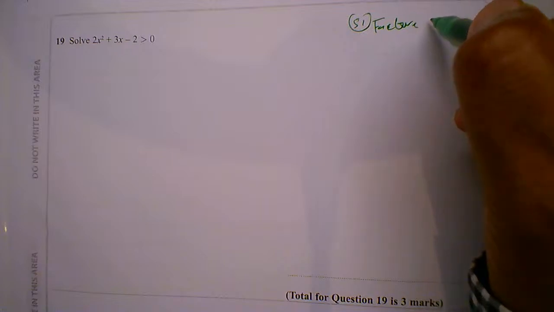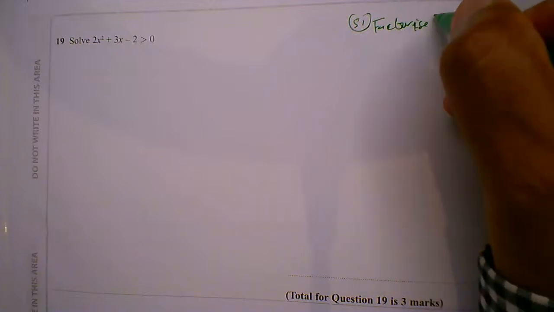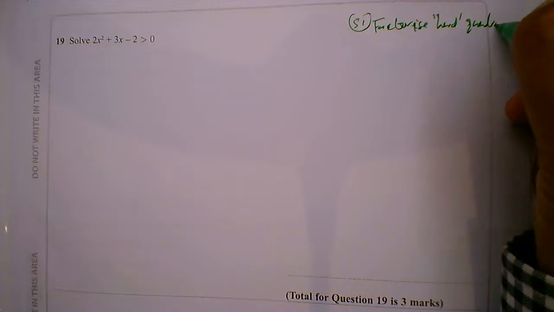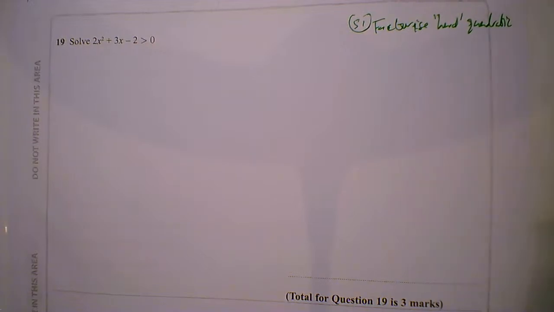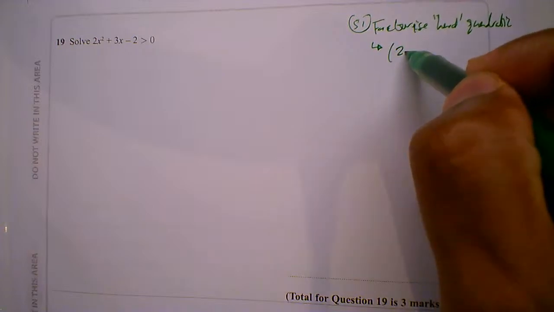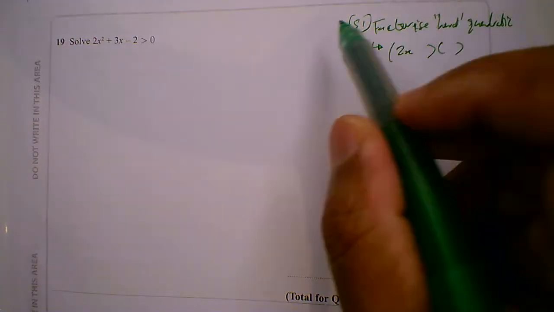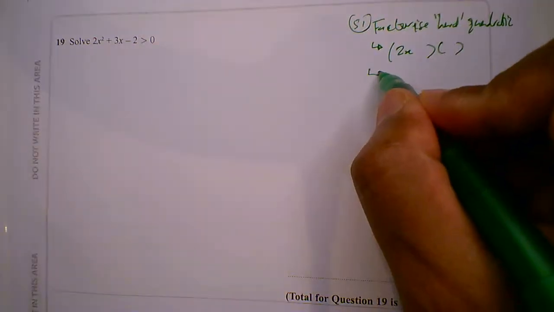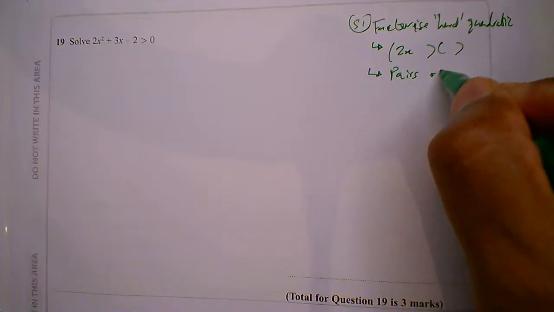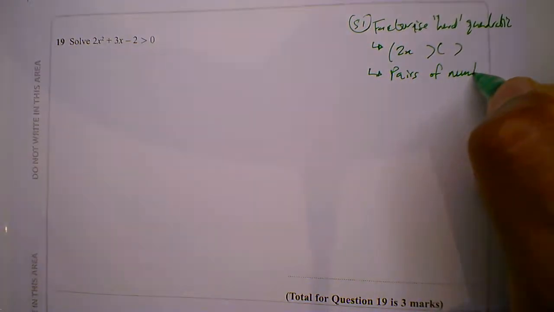Factorize. It's a hard quadratic. So I'm going to factorize that. Again, because it's 2x, it's going to have 2x like that. And then I'm going to look for the number terms, so pairs of number terms.